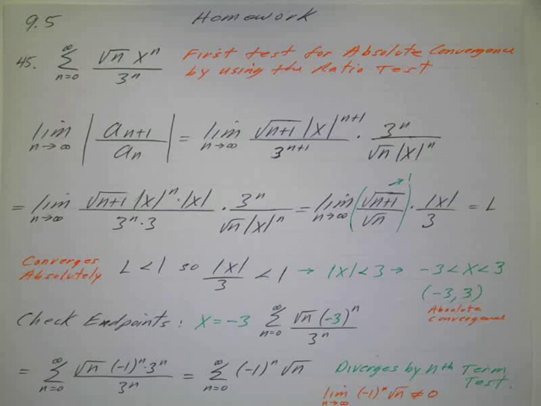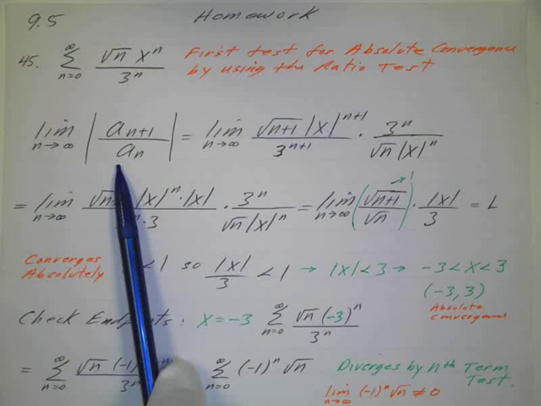Okay, these are some more problems from section 9.5. This is number 45, so this is our series: the square root of n times x to the n over 3 to the n power. We'll check for absolute convergence using the ratio test.